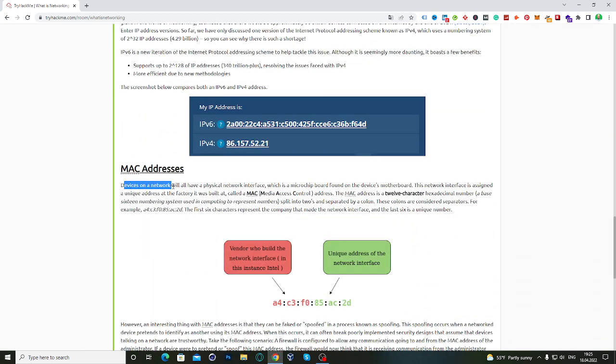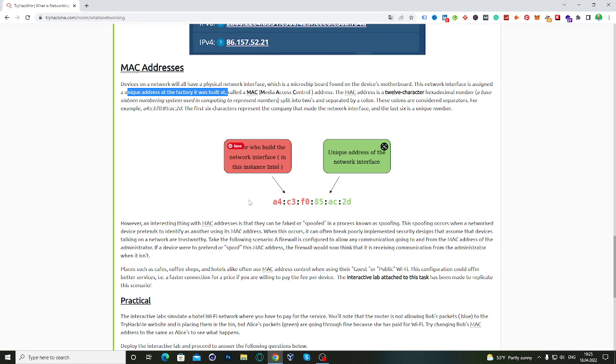Devices on a network will all have a physical network interface, which is a microchip board found on the device's motherboard. This network interface is assigned a unique address at the factory it was built at, called a MAC address, Media Access Control Address. This is an example of how to identify a MAC address.